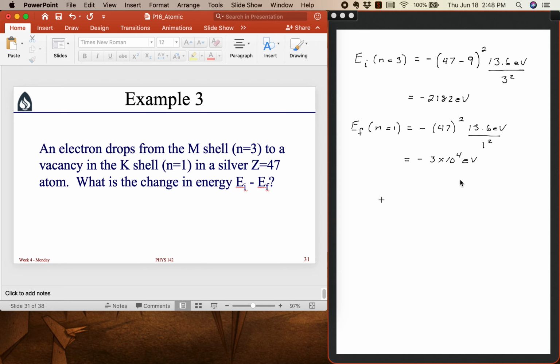So finally, we need to find the energy difference. So we need to take the initial energy minus the final energy, and that energy difference is going to be 2.79 times 10 to the 4 electron volts. So that's the energy difference between the two energy levels, and as a result, that's going to be the energy of the photon that is emitted, at least in very rough terms.